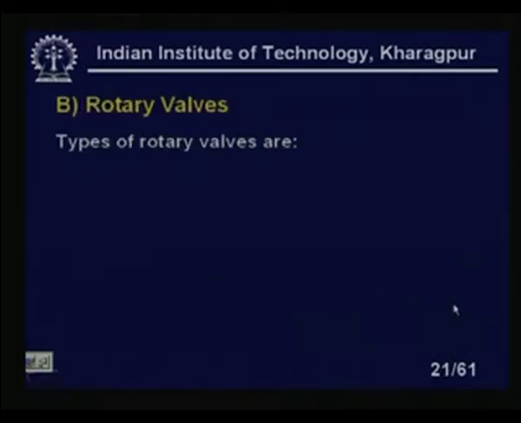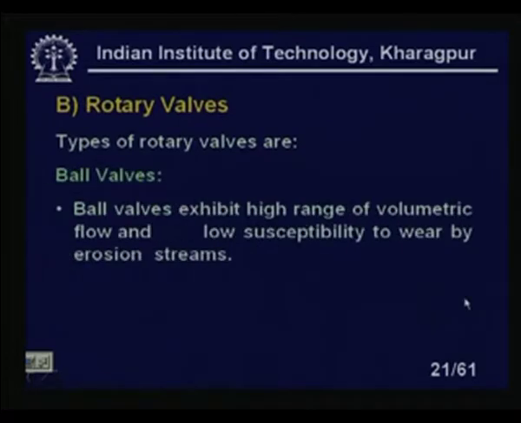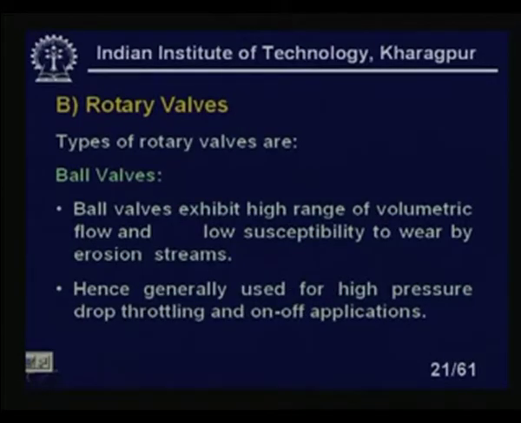Rotary valves. Types of rotary valves are ball valves. Ball valves show a high range of volumetric flow and low susceptibility to wear by erosive streams. This is important. This is also true for the butterfly valve, which we will see. Hence, they are generally used for high pressure drop throttling and on off applications.